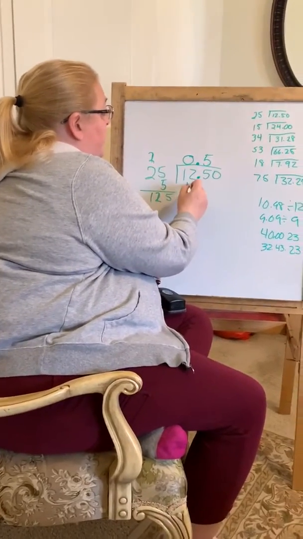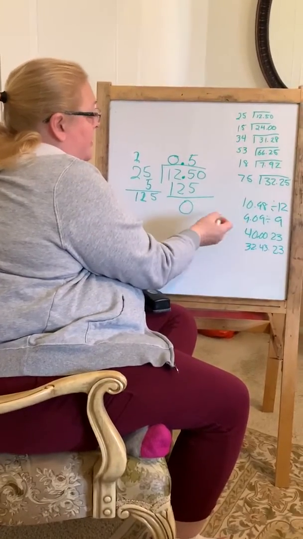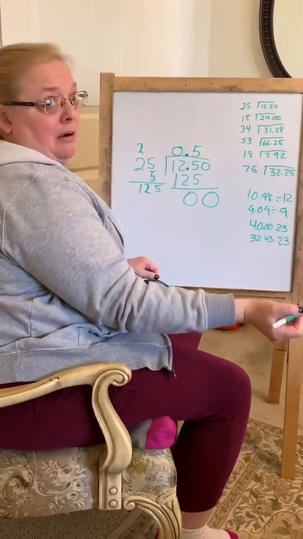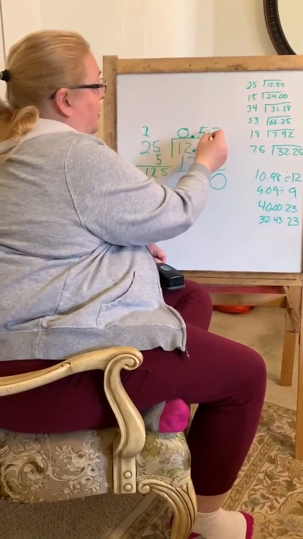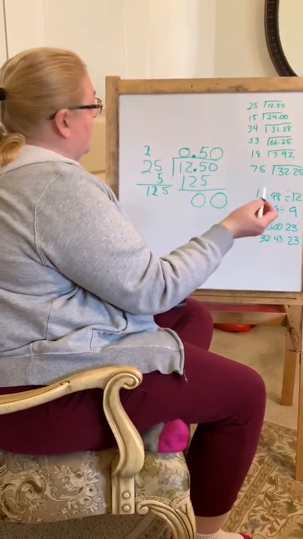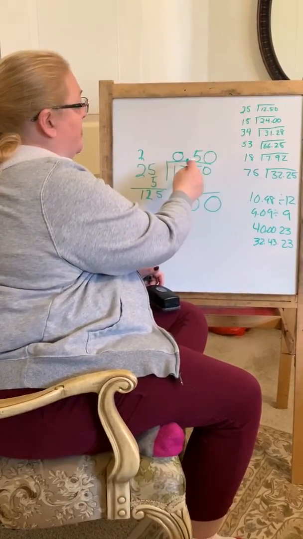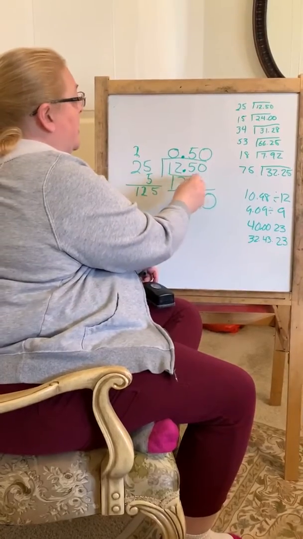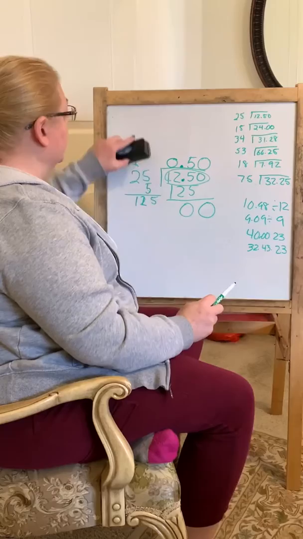So we put the 5 here, it's 125, and we know that that is 0, right? We have to bring down our 0. So we know that 25 won't go into 0, so we put our 0 here. Now, we want to test it. We would multiply the 25 times 0.50, and we will get 12.50. Let's look at our next one.